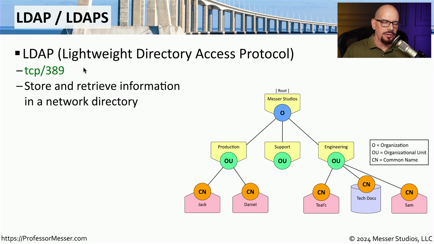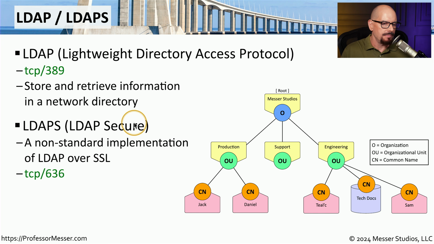There's also a secure version of LDAP called LDAP Secure. It uses TCP port 636. LDAP uses a hierarchical structure to be able to lay out the network and the devices. This is a graphical view of an LDAP database. It starts with the root of the database, which is an organization. In this case, the organization is Messer Studios.